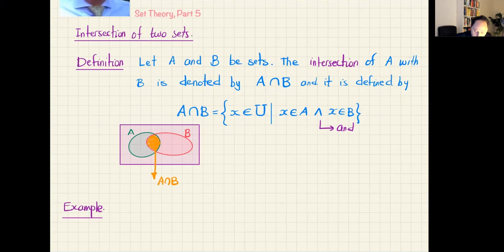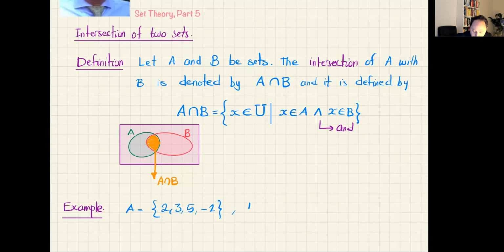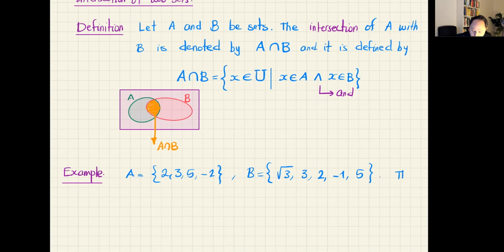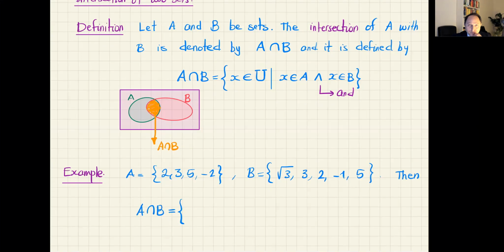So here we have A equals {2, 3, 5, -2}, for example. And then we have B equals {√3, 3, 2, -1, 5}. Then, what is the intersection of A and B? This is an intersection of A with B, but it is clear that there is no difference between the intersection of A with B and the other way around. So this means also that the intersection is also a commutative operation.